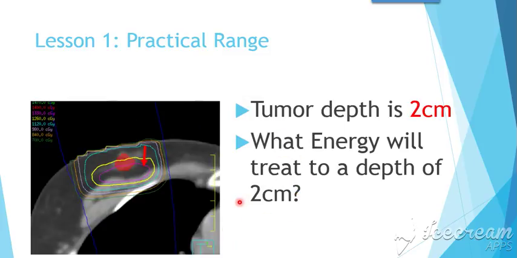It can also be used to find out what energy we want to choose. So if I already knew the depth to the tumor, where this red represents the tumor, and if I knew it was 2 centimeters deep, I could calculate what energy I could use to treat that particular depth using the formula.